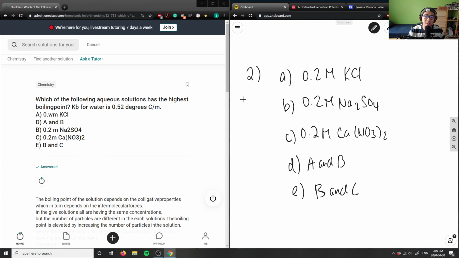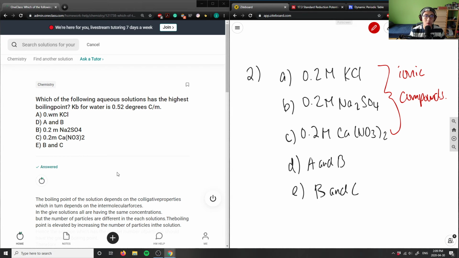So when we talk about highest boiling point, we're looking at all of the properties of these guys here, right? So potassium chloride, sodium sulfate, and calcium nitrate, they're all ionic compounds, which means they have very high boiling points here. So let me just write this out. These are all ionic compounds, which means the only intermolecular forces we have here are the ionic properties. So we only care about the ionic properties. There's no hydrogen bonding, there's no dipole moments, etc.